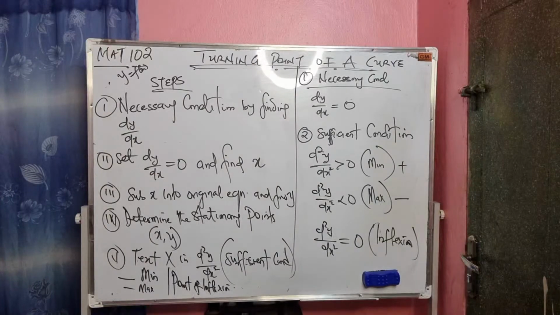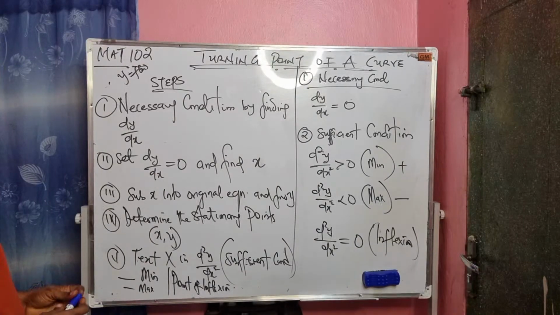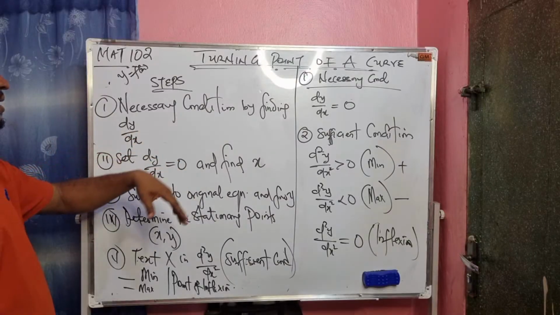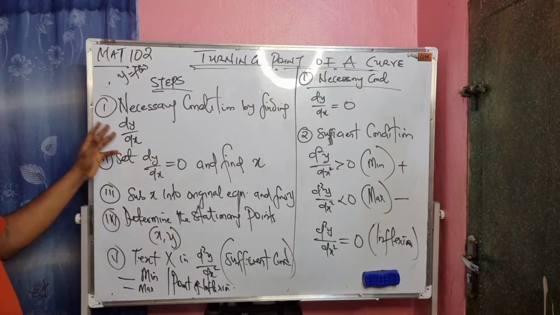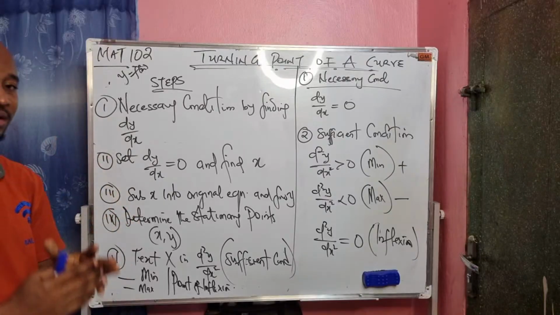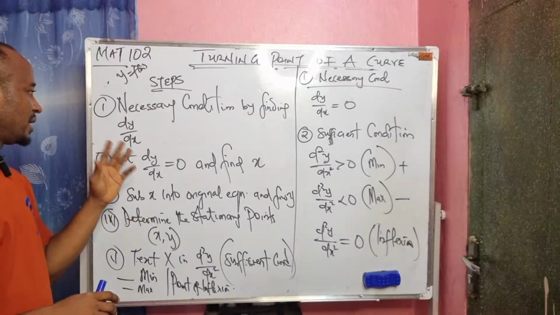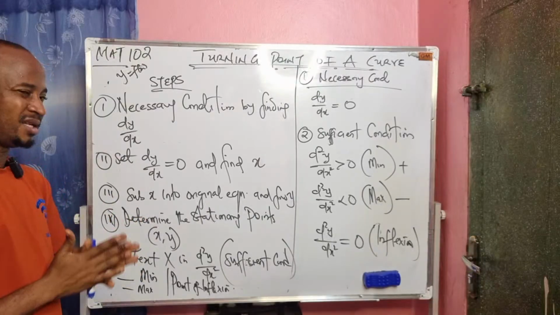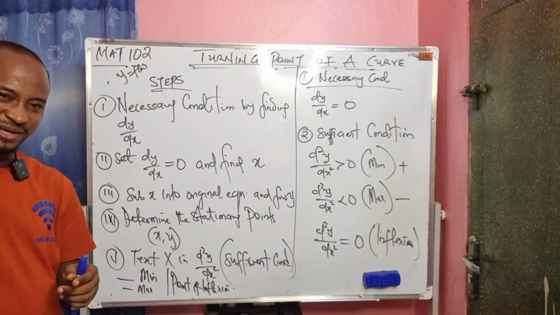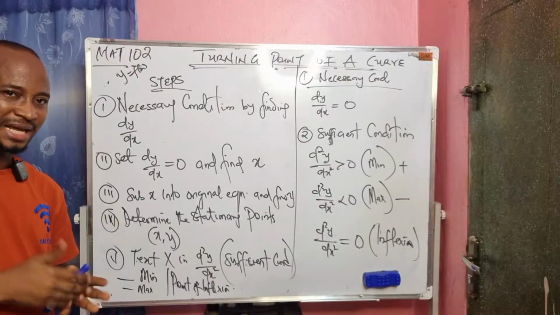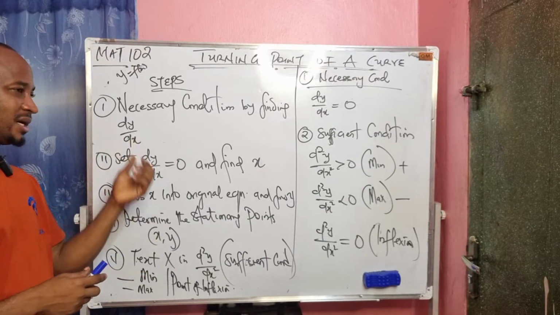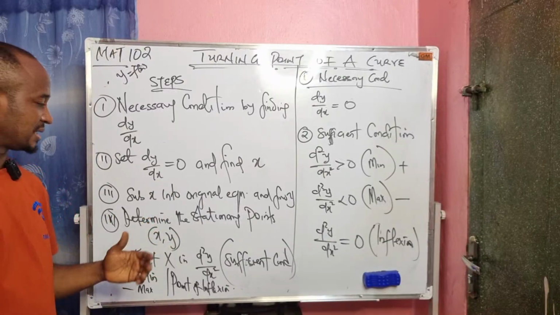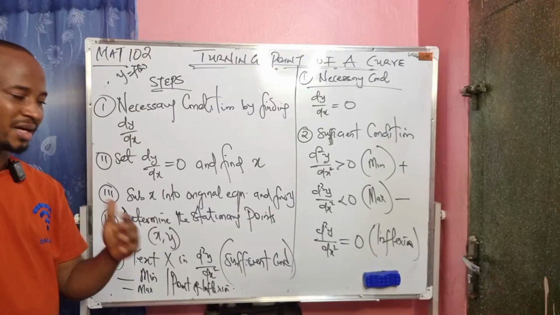Okay, please take note of these steps. Very important steps. The first step says we determine the necessary condition, right? By finding dy over dx, which is what I said, that at the turning point of every curve, dy over dx is equal to 0. It's called the necessary condition, meaning it is the most important, the first condition that must be carried out. It is on this condition we can determine if a function has a minimum or maximum.